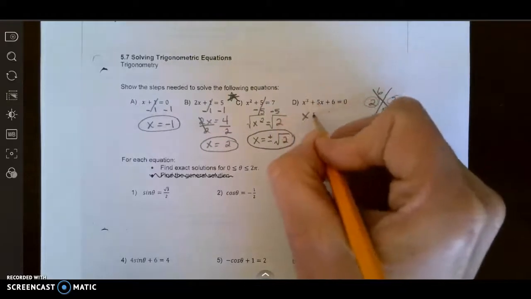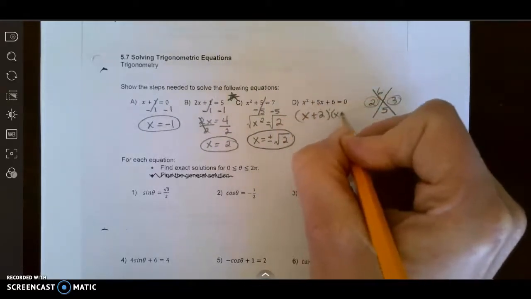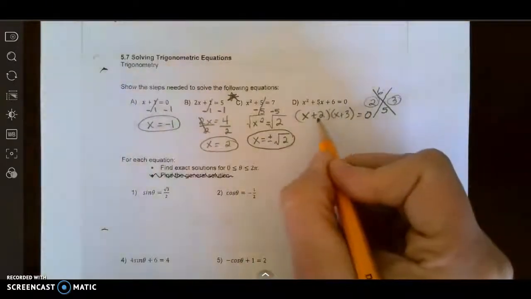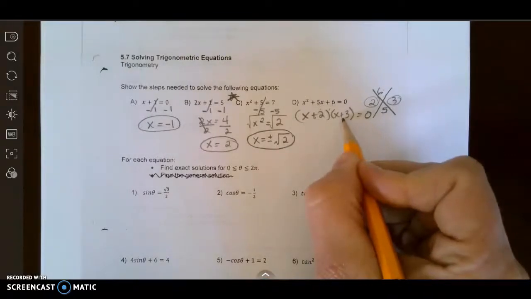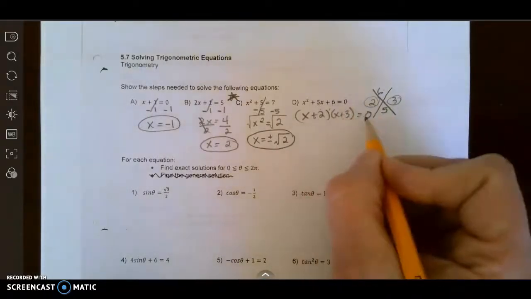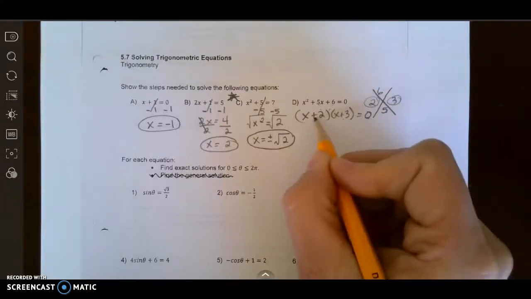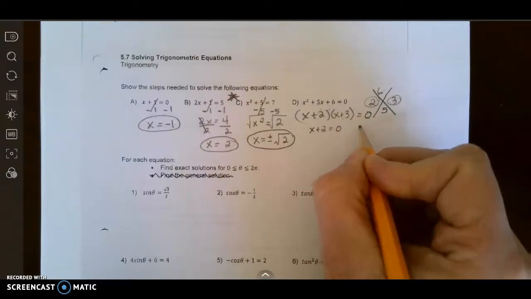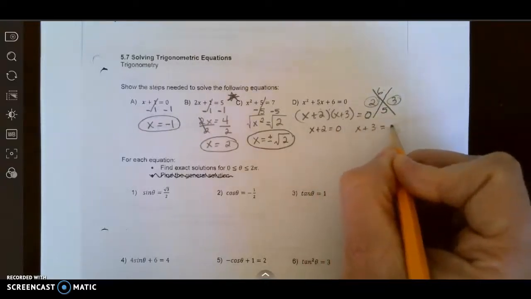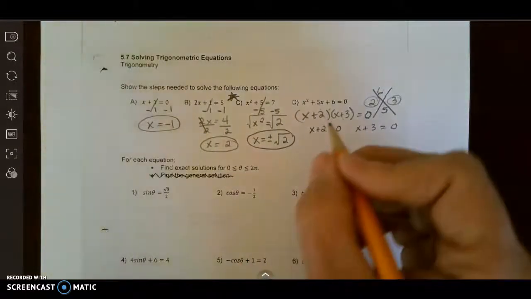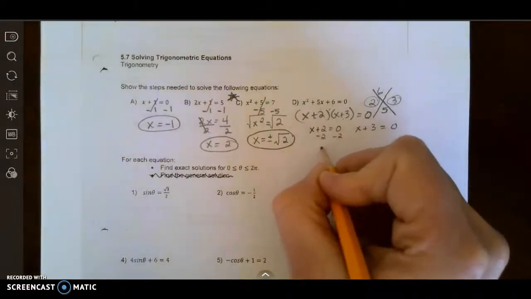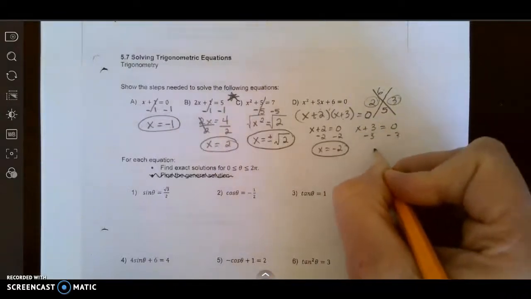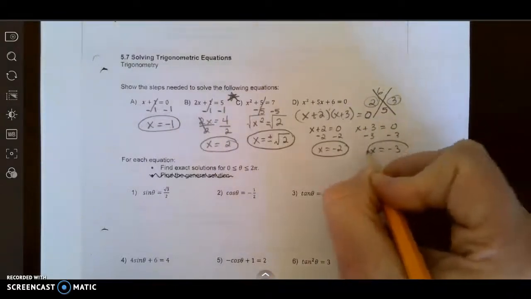So this is x plus 2 times x plus 3 equals 0, which means one of these factors has to be 0. The only way to get a product of 0 is for you to multiply by 0. So either x plus 2 equals 0 or x plus 3 must equal 0. Subtract 2 from each side, x equals -2, and x equals -3.